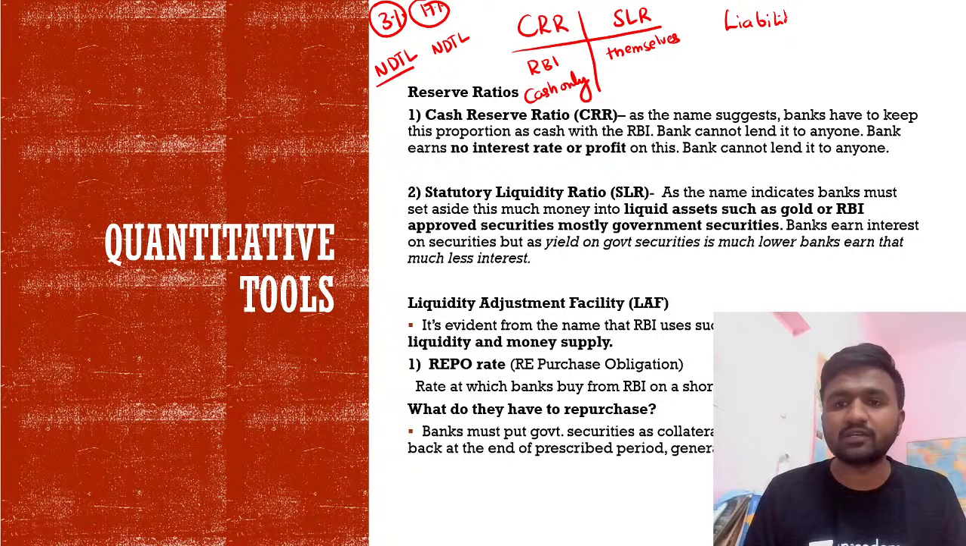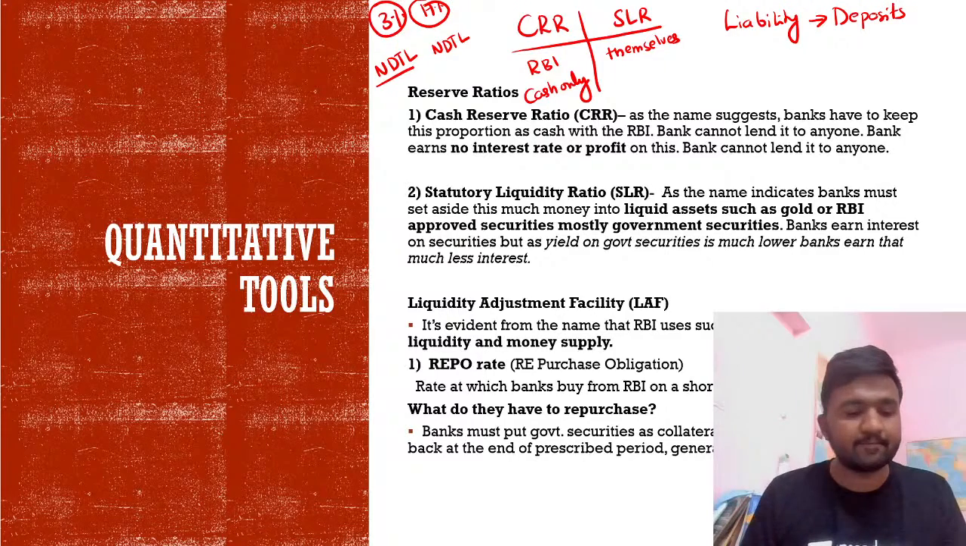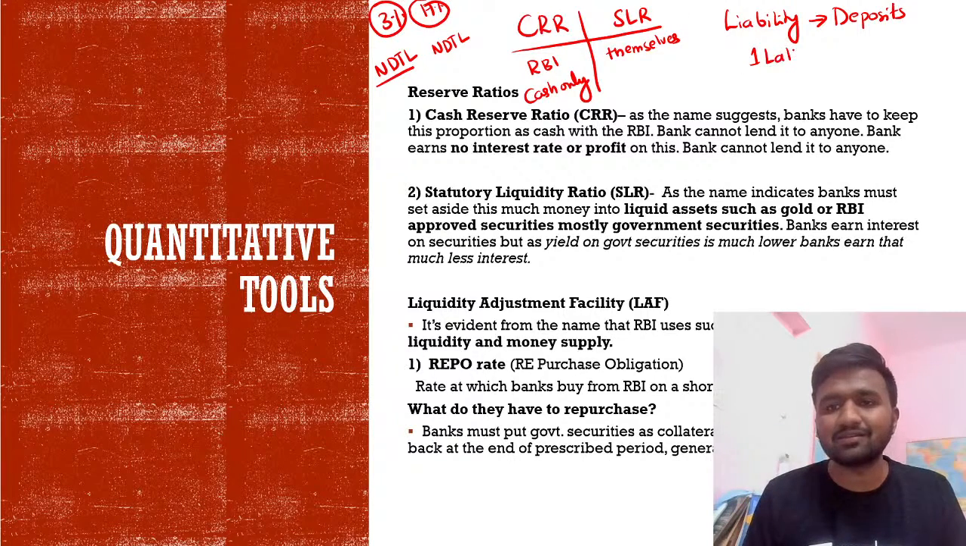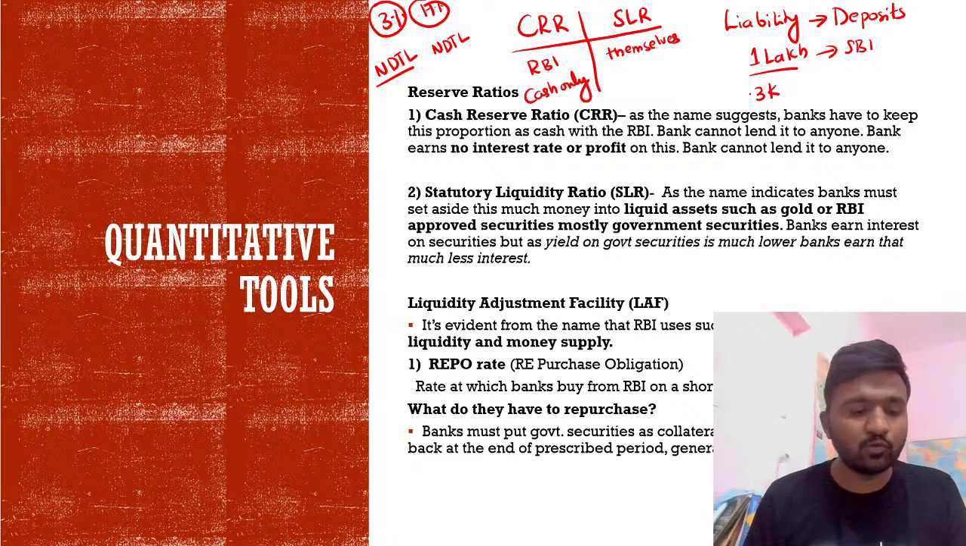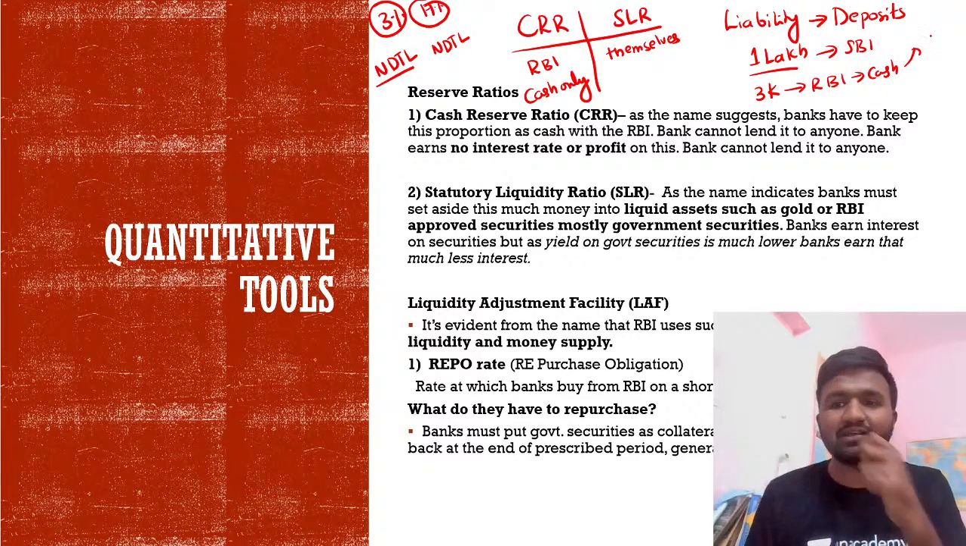Sir, what are you calling liabilities? Liabilities means if you go and deposit 1 lakh in SBI, that is a liability to SBI. Consider you are the only depositor. You go and keep 1 lakh in SBI. So they have 1 lakh with them. In that, 3,000 they can't give to anyone. 3,000 they should keep with RBI in the form of cash only. That is CRR.